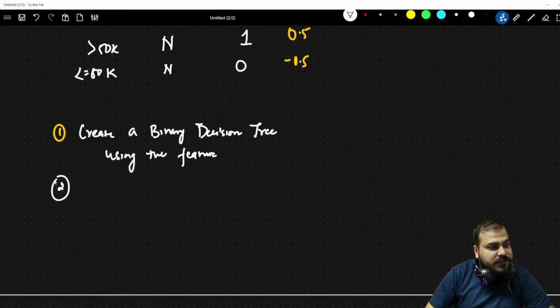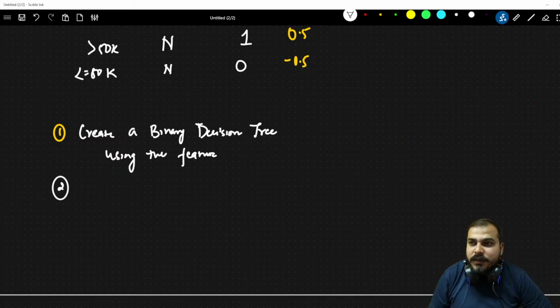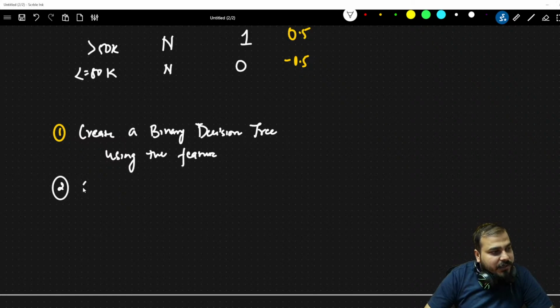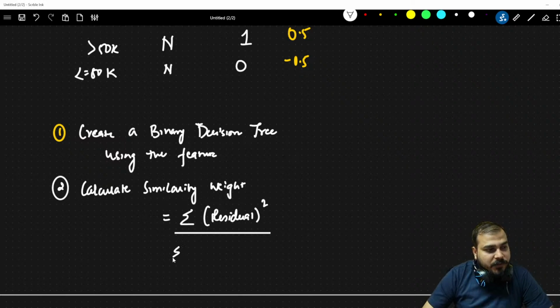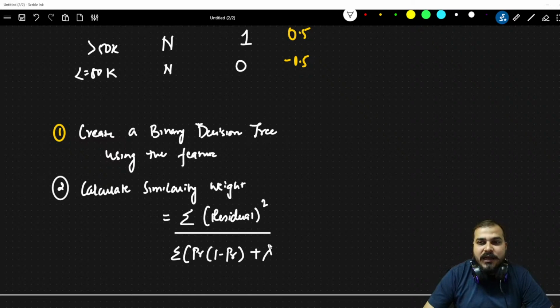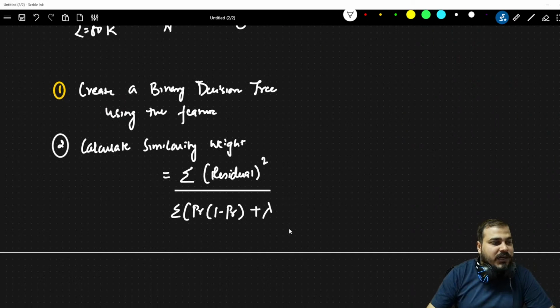Okay, second step: we calculate the similarity weight. I'll talk about what exactly this similarity weight is. If I want to use a formula, it is the summation of residual square divided by the summation of probability times (1 minus probability) plus lambda. I'll talk about what exactly lambda is. It is a kind of hyperparameter again, so that it does not overfit.